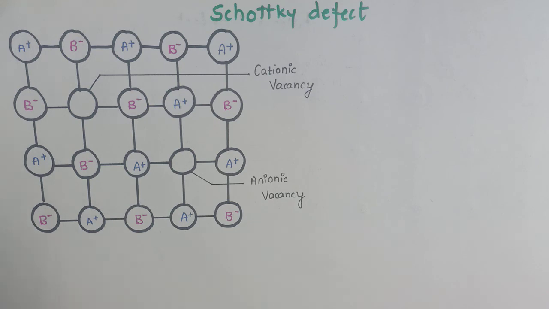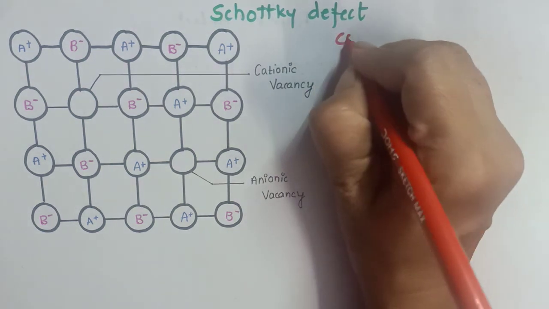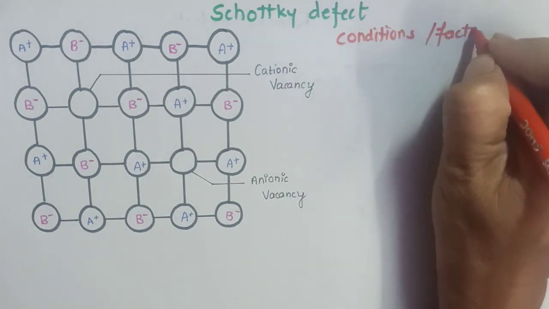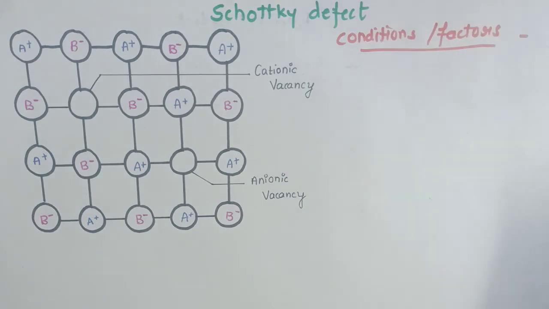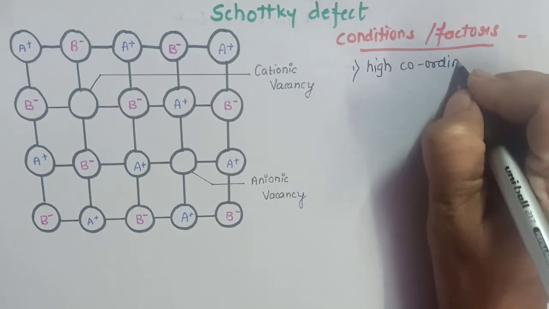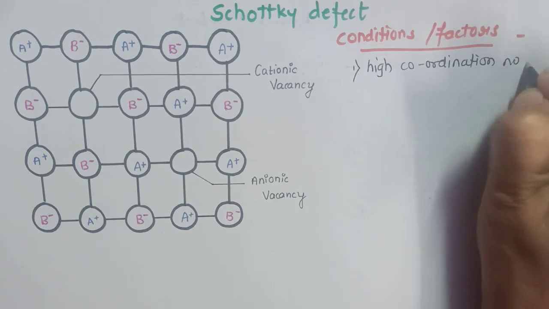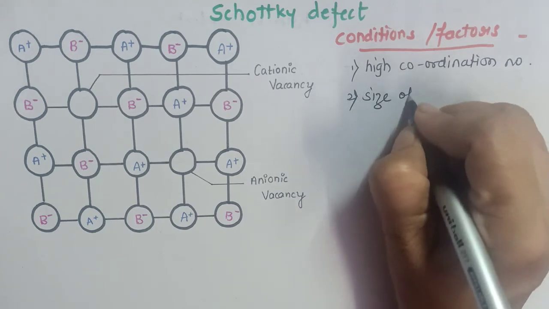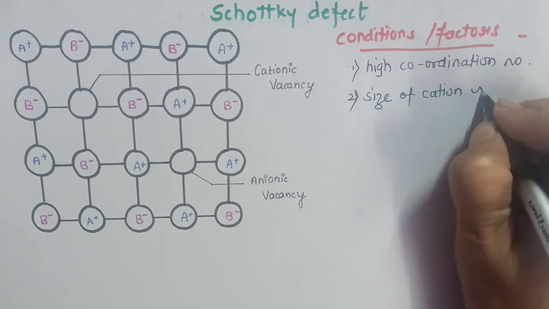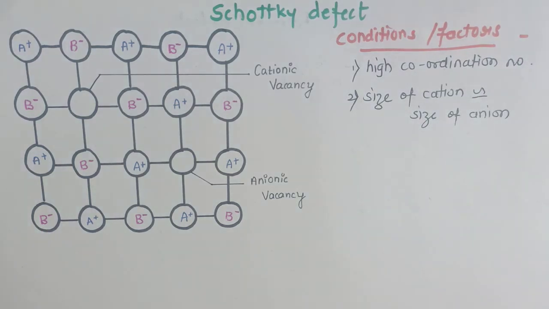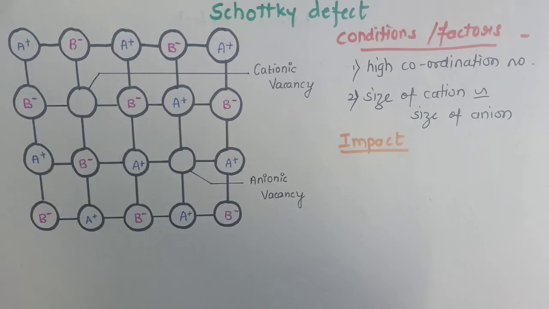Now what are the causes or the conditions that are responsible for Schottky defect to arise? The Schottky defect arises when there is high coordination number of the crystal lattice. Secondly, when the size of cation is near about equal to size of anion. In that condition, Schottky defect is shown.